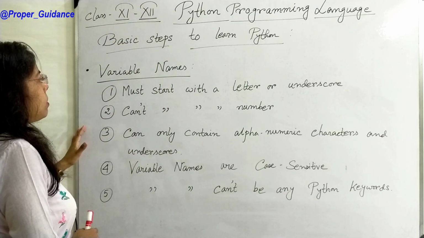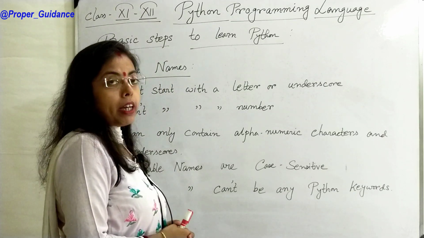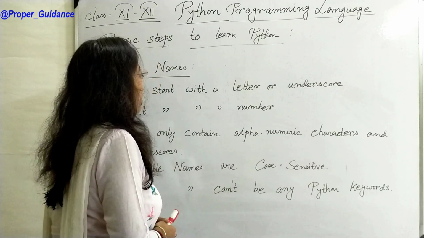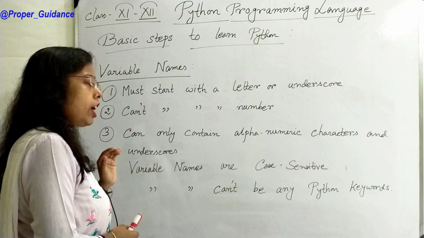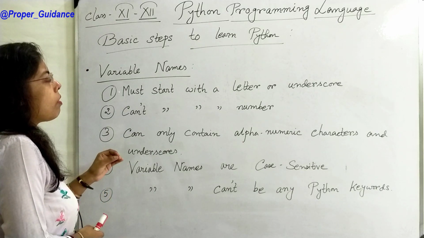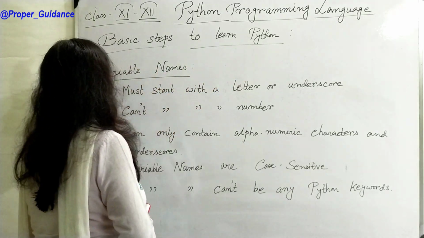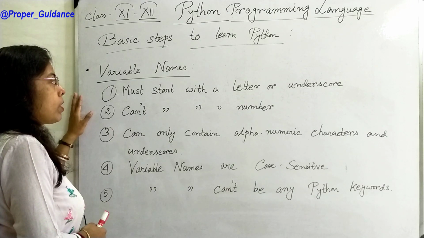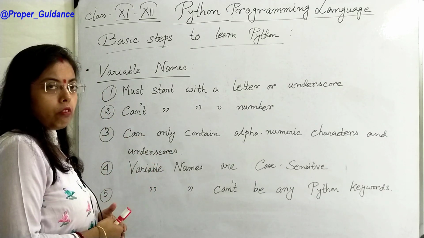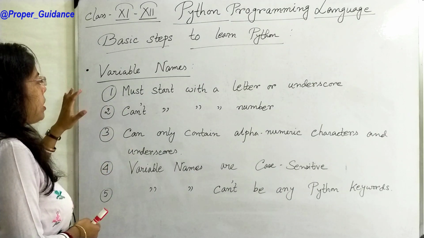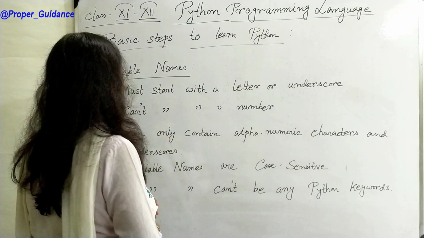Today we will discuss the basic steps to learn the Python programming language, how to write a program, the very basic steps you have to know first for any programming language. Today we will learn about Python. So, the rules for variable names. What is a variable? A variable is something to store any value, right? So there are some rules for variable names.